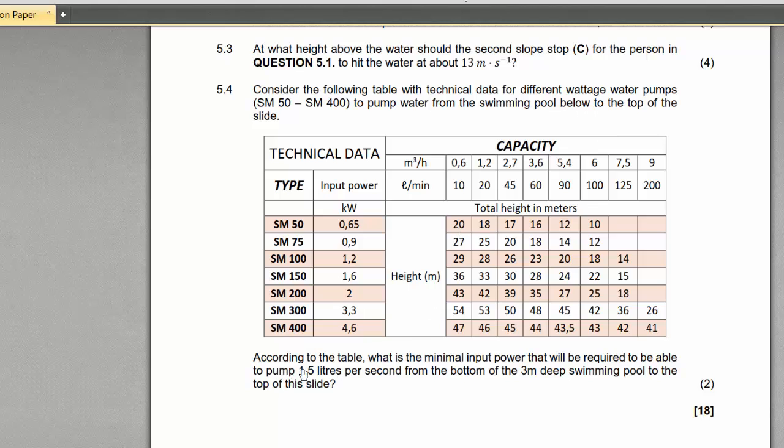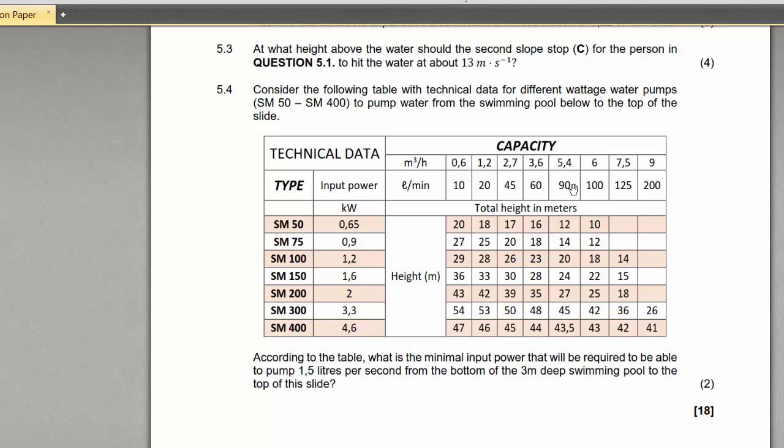Okay, we want to pump, according to the table, what is the minimum input power that will be required to be able to pump 1.5 liters per second from the bottom of the 3 meter deep swimming pool to the top of the slide. So we know we want to pump it 22 meters high, and we want to pump 1.5 liters per second. So a pump that must be able to pump at least that much.